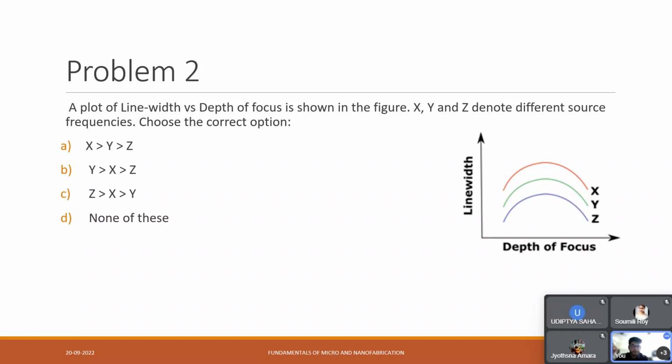So like here you can consider this as a positive photoresist. Positive photoresist is something in which, upon illumination, it dissolves. It dissolves upon illumination, upon exposure.